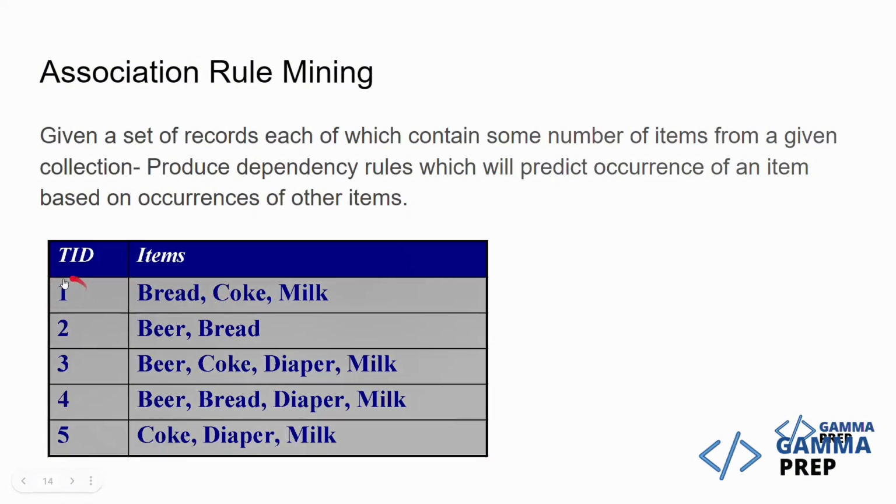So we have the transaction ID. Obviously, the transaction ID is unique for each transaction. So basically, how many items and what items were bought when one billing was done. This is the first billing, that is, the transaction ID is 1, and bread, coke and milk were bought. In the second transaction, beer and bread were bought. In the third transaction, we have beer, coke, diaper and milk. In the fourth transaction, we have beer, bread, diaper and milk. In the fifth transaction, we have coke, diaper and milk.